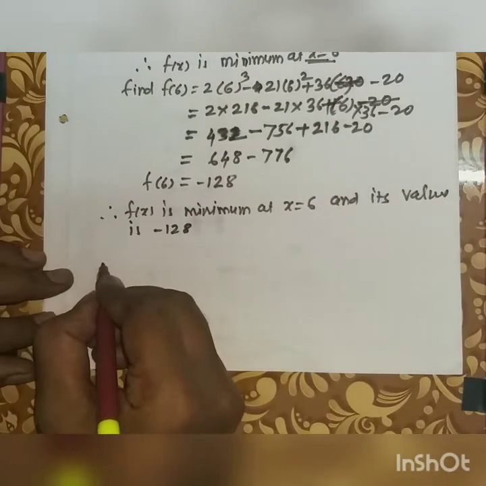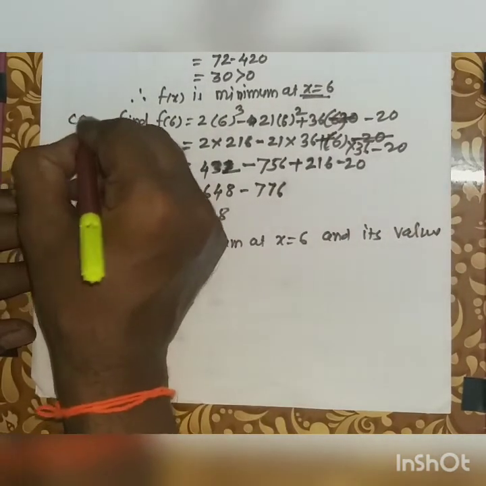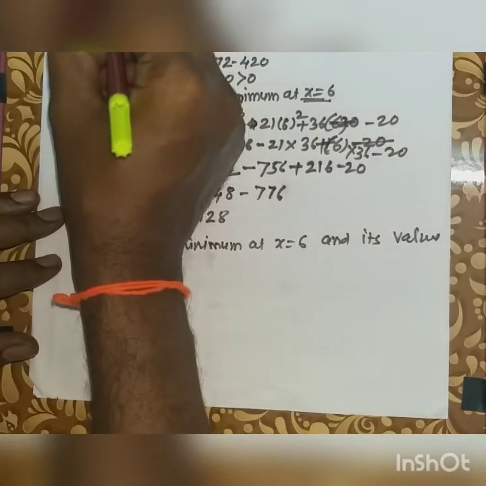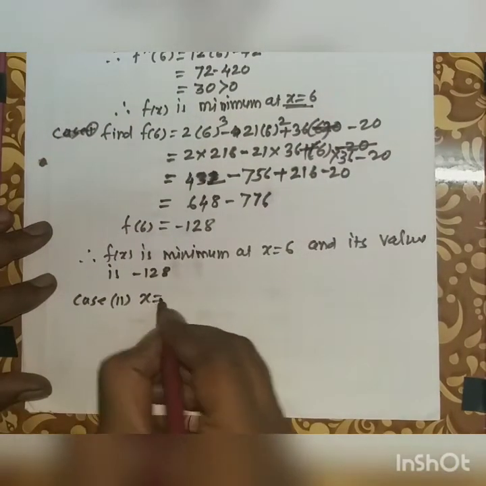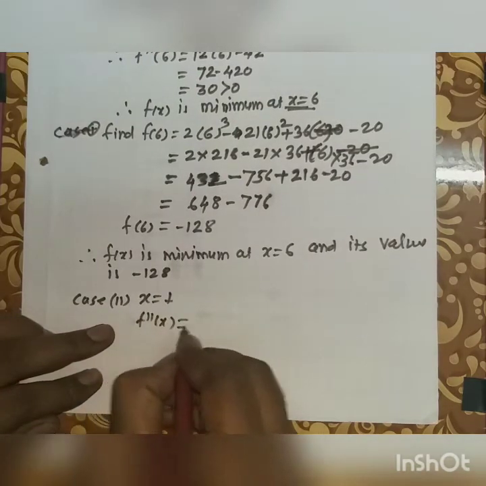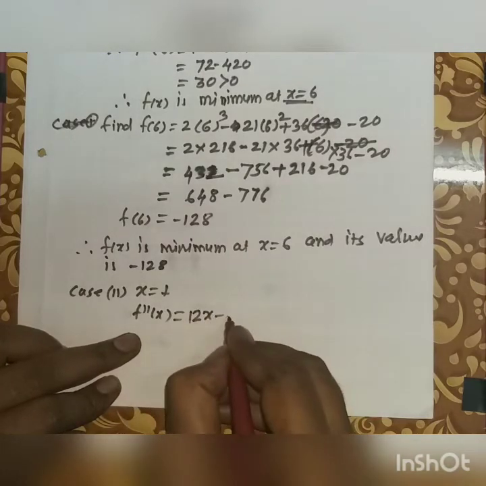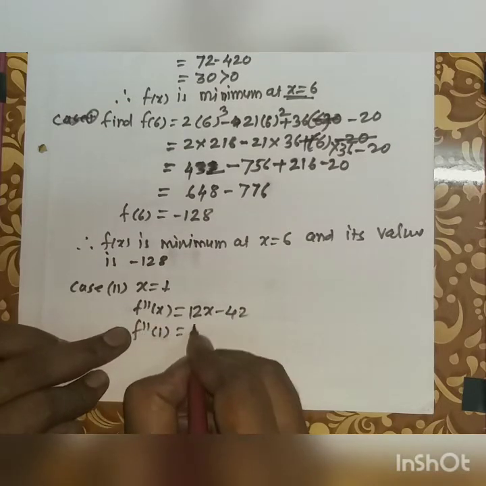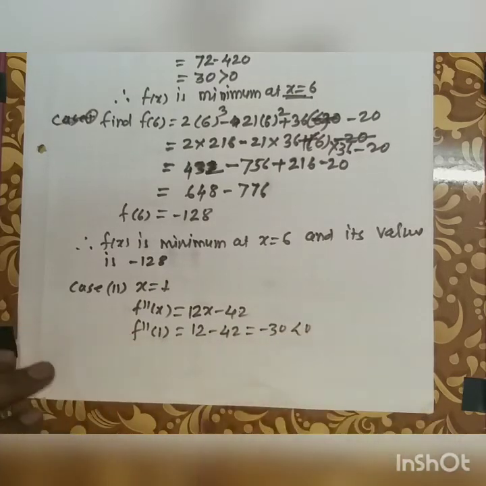Now, case second. Case first, x is equal to 6. Case second, x is equal to 1. Then f double dash of x, the second order derivative, is 12x minus 42. F double dash of 1 is equal to 12 minus 42, which is minus 30, less than 0.